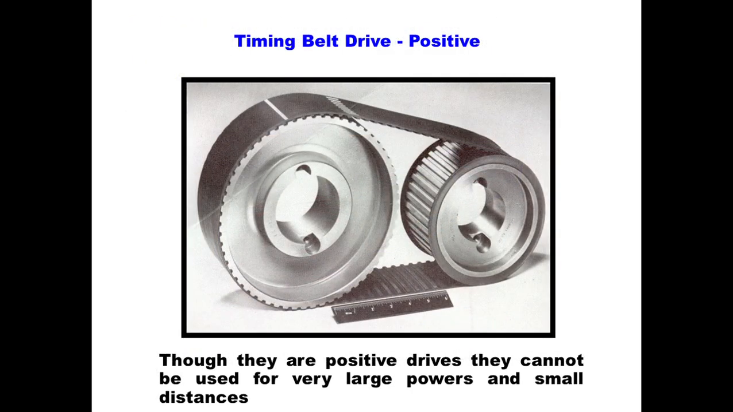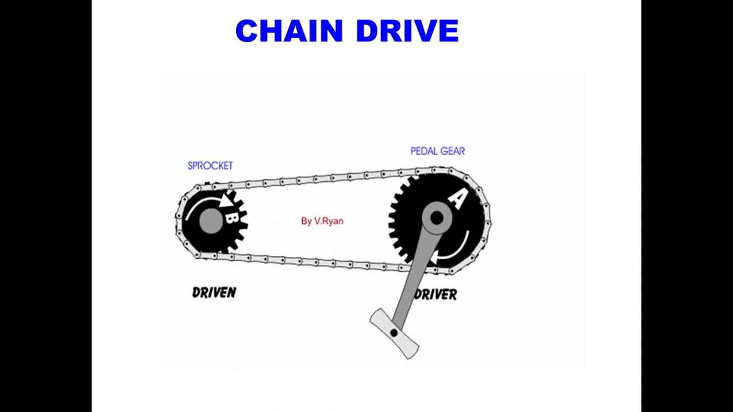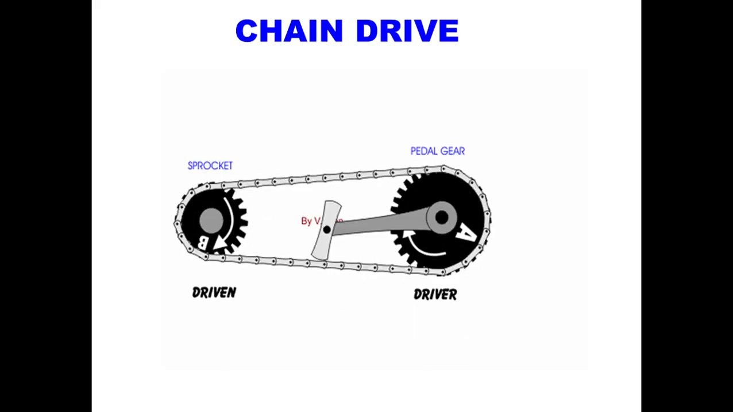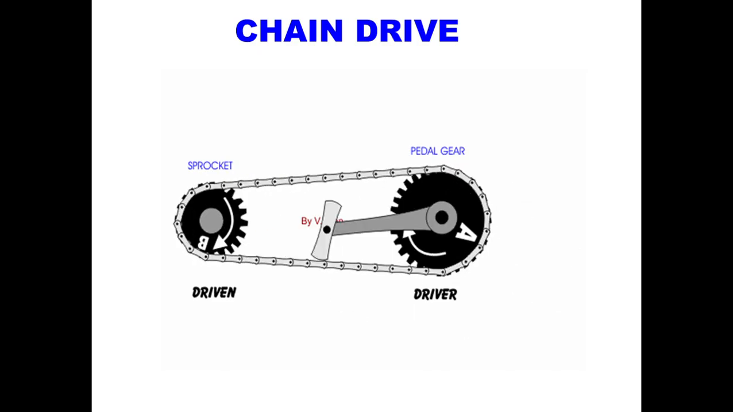Now timing belts are positive drives, though they cannot be used for very large powers and small distances. Chain drive, this is the chain drive that we were talking about. This is the sprocket that is driven, and then the pedal gear that is the driver. You must have seen this in your cycle also.